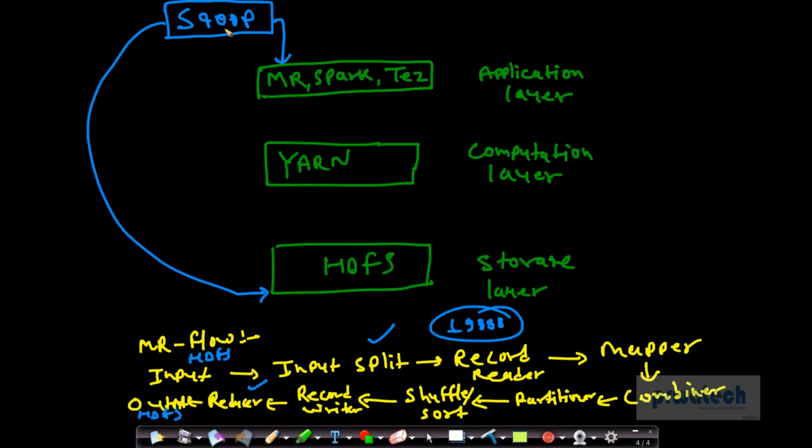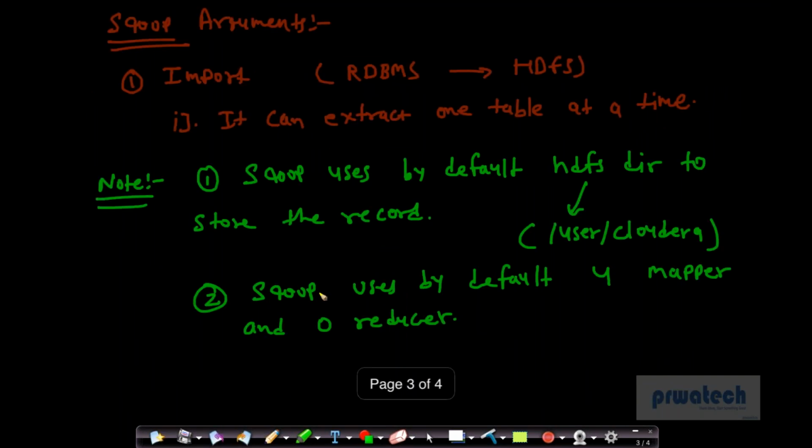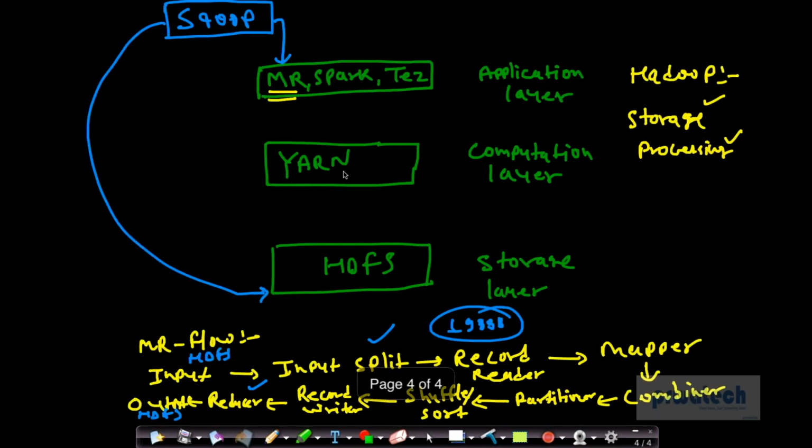Now, can I say Scoop is an ecosystem? Can I say this because Scoop is using HDFS, a Hadoop component? When I say Hadoop component, guys, I mean two things, right? My first point is storage, and my second point is processing. For storage I'm using HDFS, and for processing I'm using MapReduce. So whenever you run any query internally, and this is why point number 2 is important, Scoop uses by default 4 mappers, but why do we have 0 reducers? Because we are not doing any aggregation in Scoop. We are extracting the data and writing it back to HDFS.